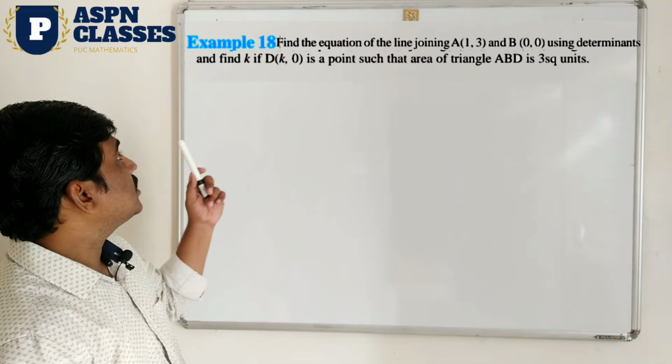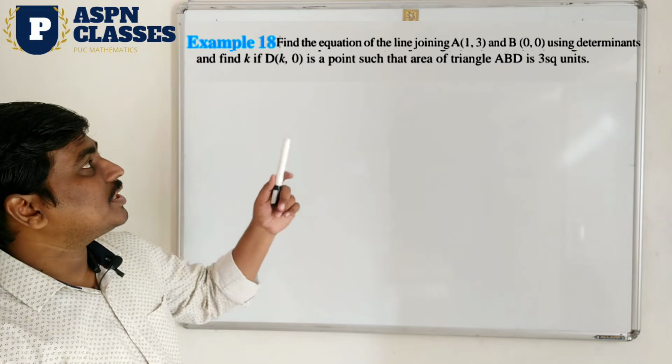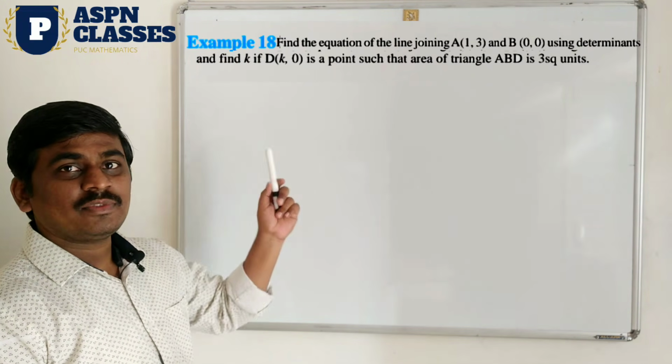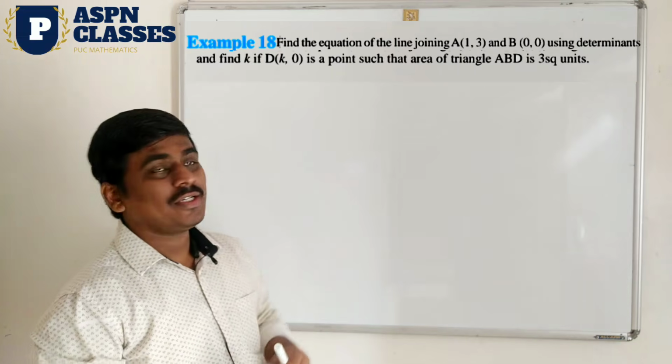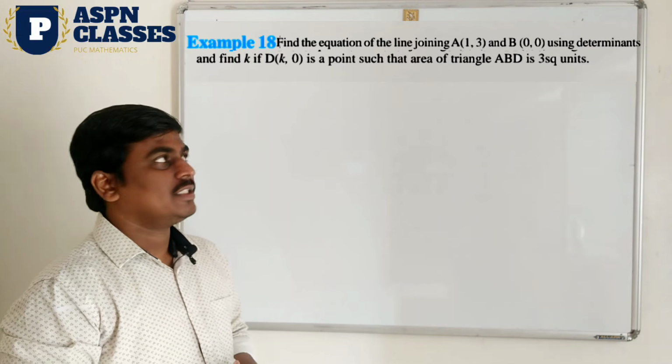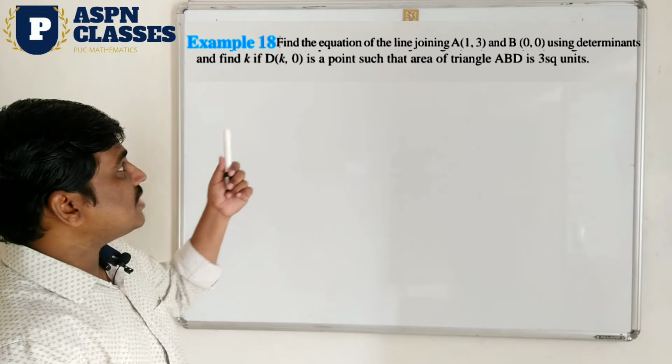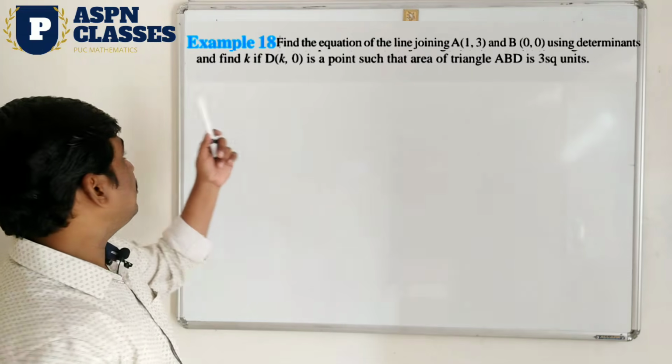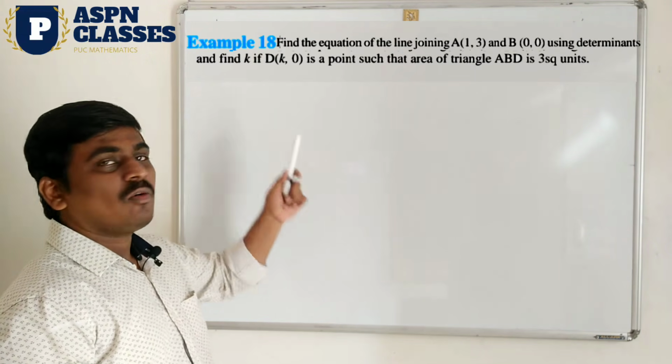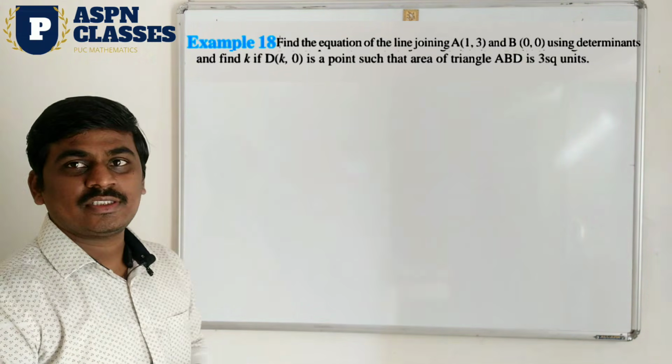So the first question is: find the equation of the line joining the points. You have to find the equation of the line using these two points, and that too using the determinant method. And the second question: consider the same two points A, B, and one more point D (k, 0) is given. That k value you have to find in this case.